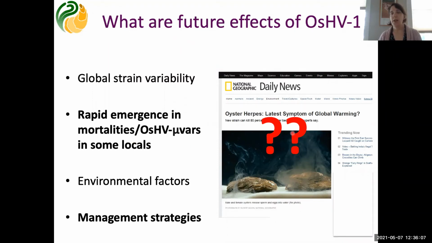This news story somehow always pops up and is sent to me, and it kind of makes me upset because we don't have enough data to say it's the latest symptom of global warming, but I think it's the latest symptom of globalization, maybe, is a better terminology here. And of course, I highlighted management strategies already. I mean, there are other types of management strategies that can be used.